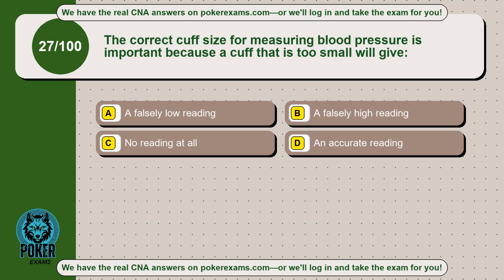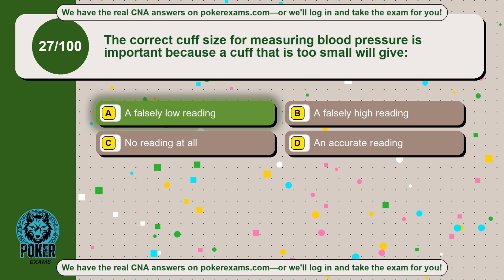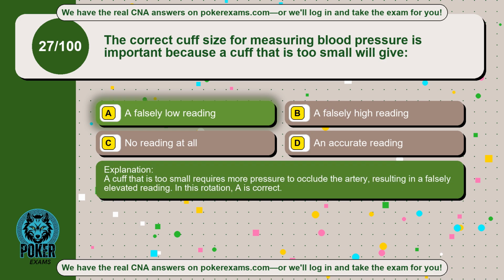Question 27. The correct cuff size for measuring blood pressure is important because a cuff that is too small will give: Option A, falsely low reading. Option B, a falsely high reading. Option C, no reading at all. Option D, an accurate reading. The correct answer is option A, falsely low reading. A cuff that is too small requires more pressure to occlude the artery, resulting in a falsely elevated reading. In this rotation, A is correct.